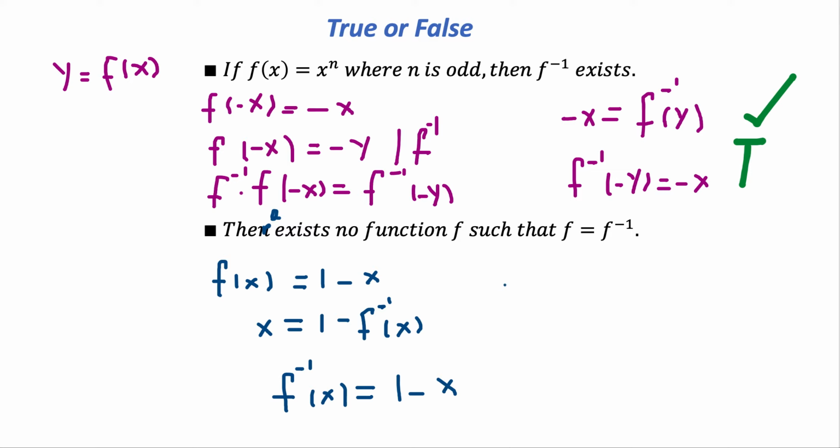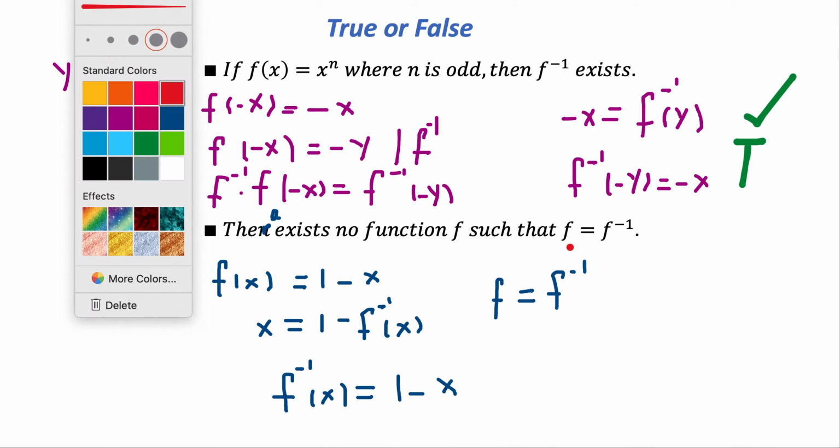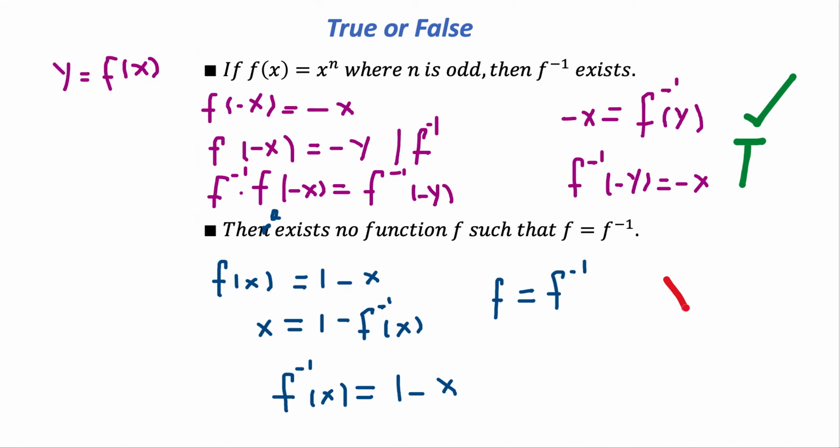So this case proves here there exists a function f that is equal to the inverse function. So this is the case. So the second statement is false, because such a function exists. And because it's false, let me write here false.